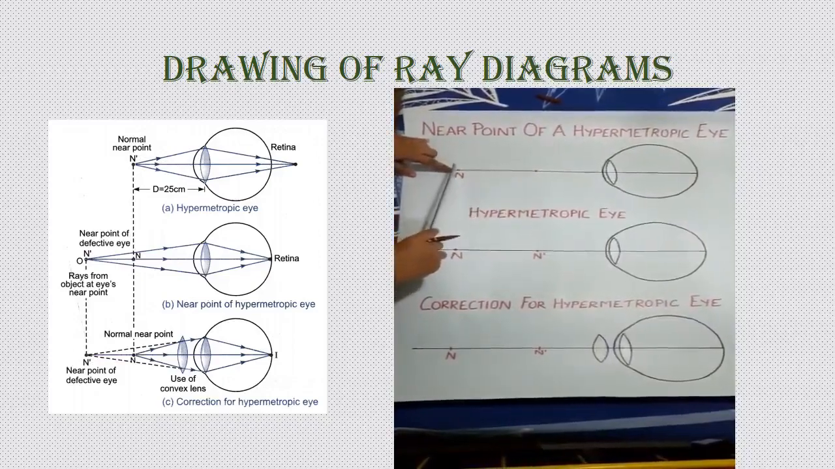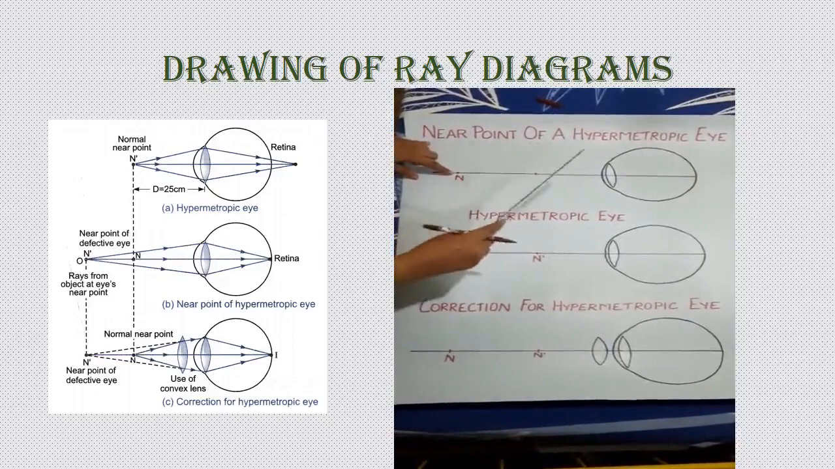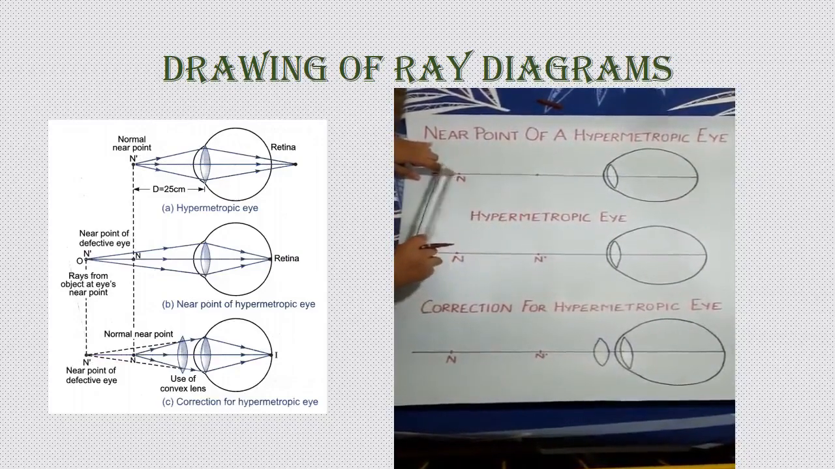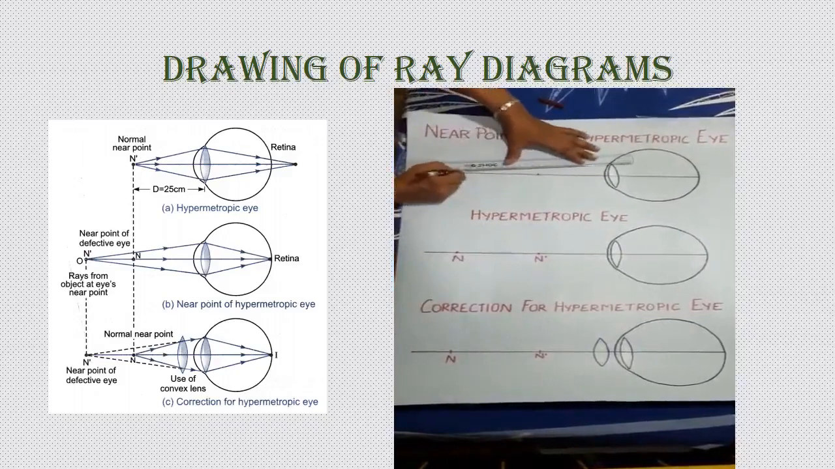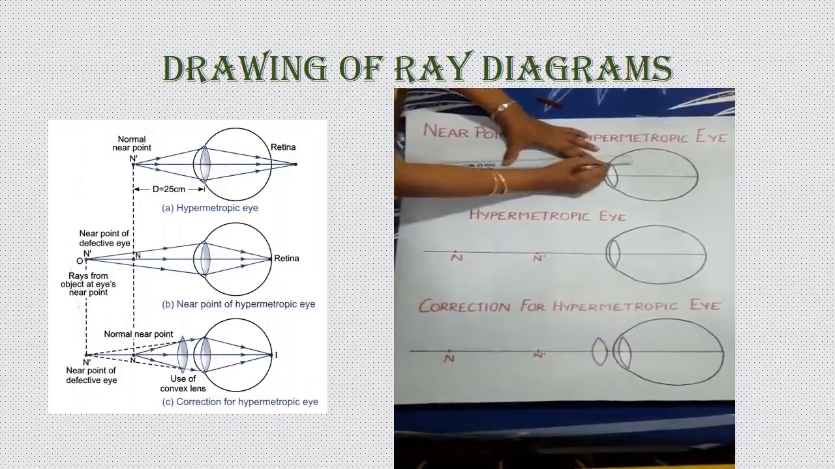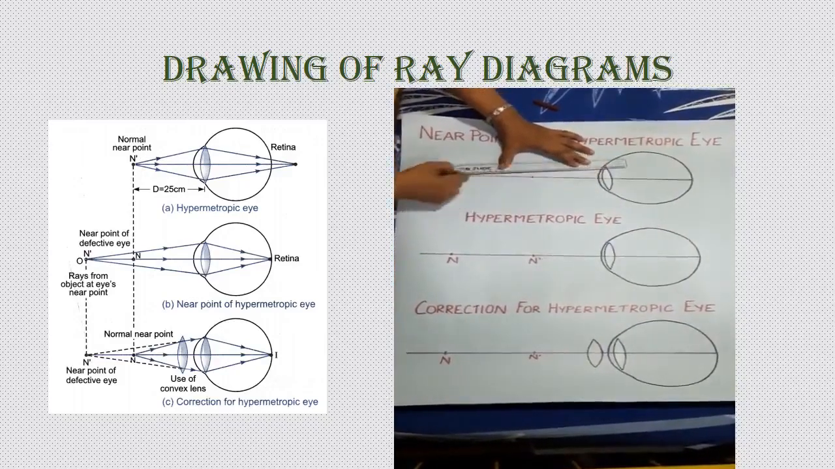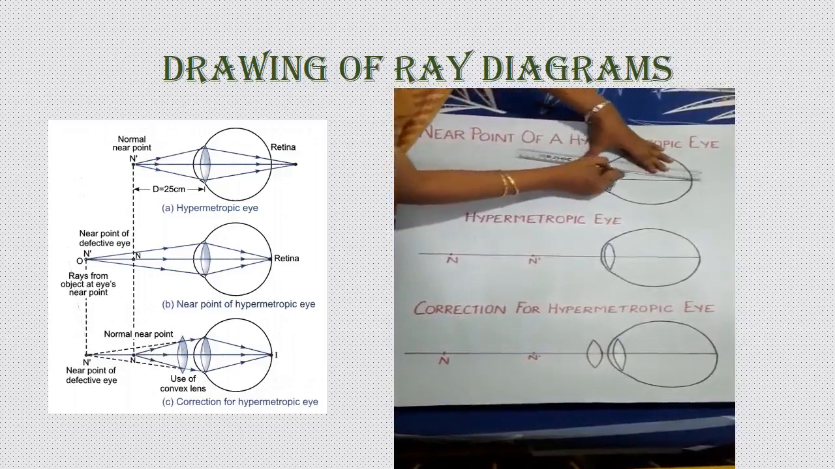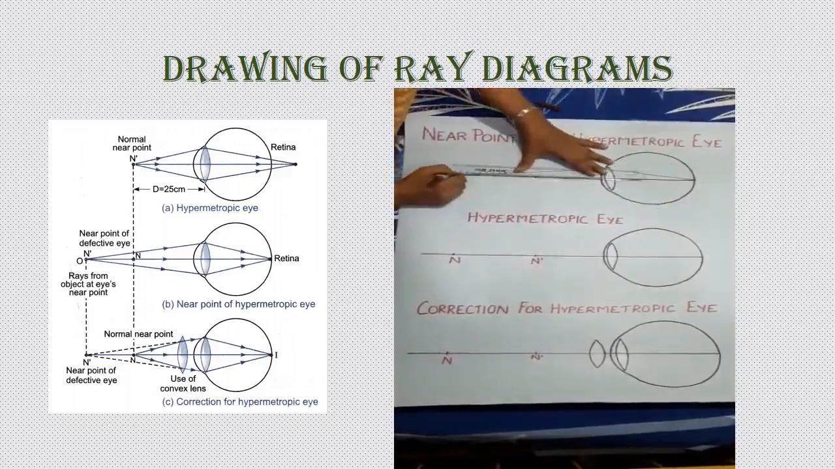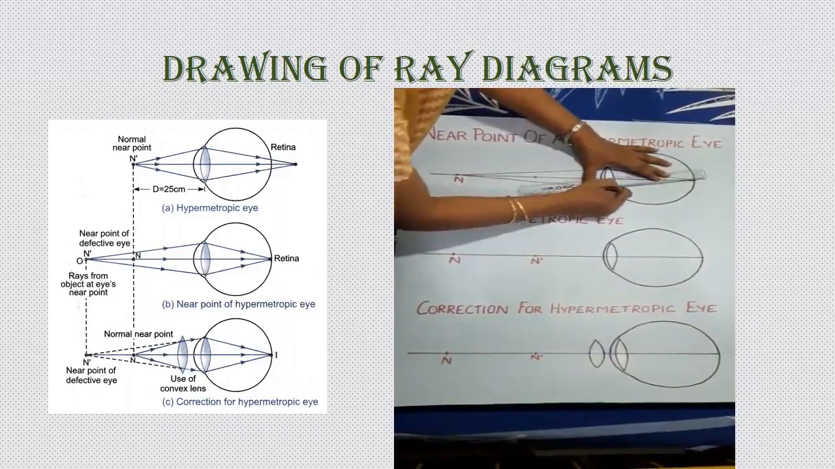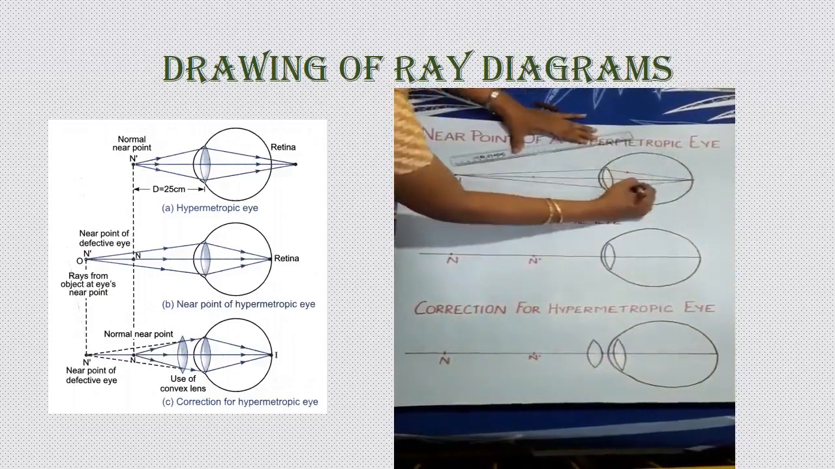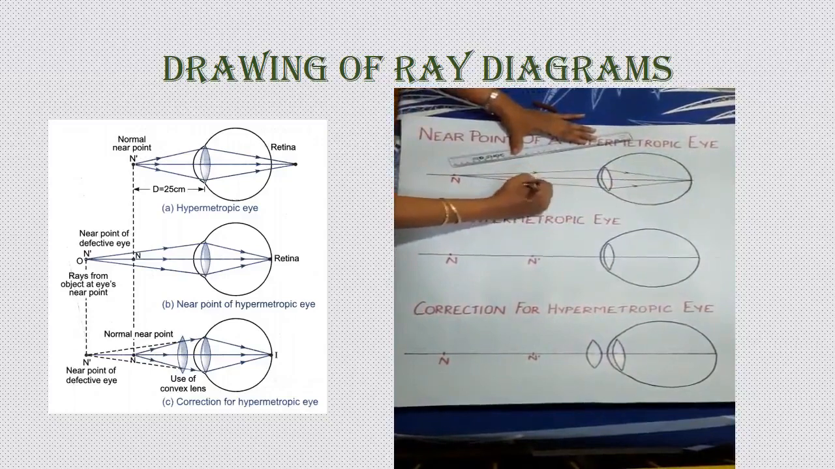From this position, the hypermetropic person is able to see. When an object is placed at N, the image is formed on the retina. So if the rays are coming from N, the image is formed on the retina and you get a clear image. Any object which is placed at N or beyond N, the image will be clear.